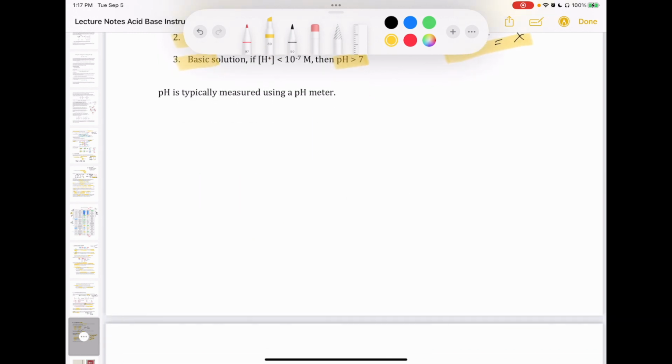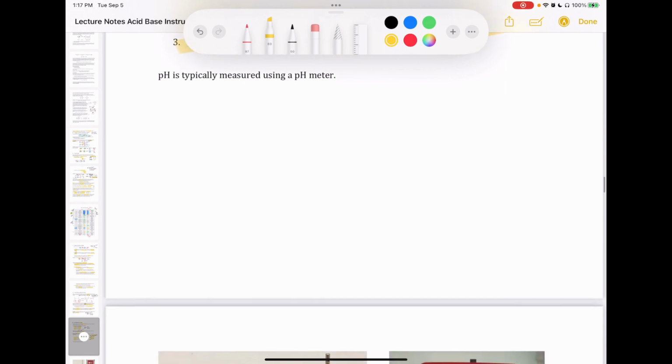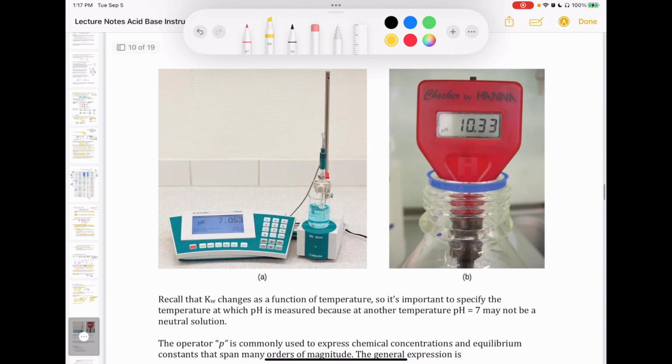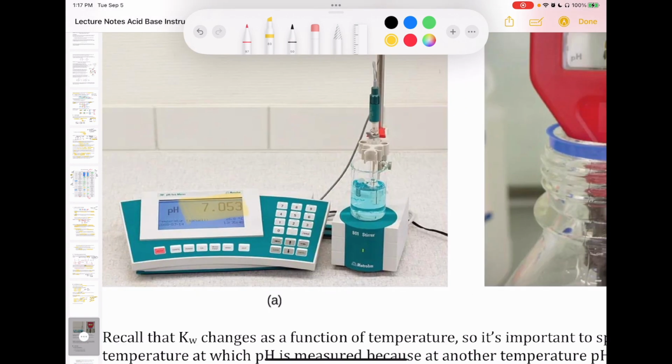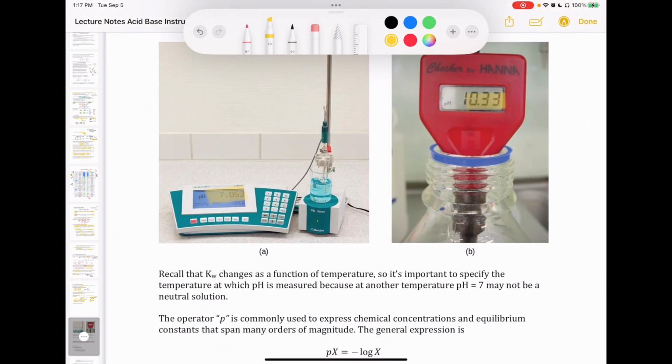In practice, when you want to measure pH, you typically just use what we call a pH meter, which looks like one of these two things here. As you can see, you just put that pH meter in your solution and you get a number. In this case, 10.33, which tells you it's a basic solution. This one is 7.053, which is just slightly basic. It's a little above neutral.